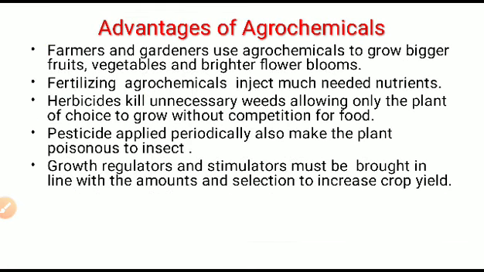Next topic is the advantages and disadvantages of agrochemicals. Let us learn the advantages of agrochemicals. Farmers and gardeners use agrochemicals to grow bigger fruits and vegetables, and also brighter flower blooms. Due to the bigger size of the fruits and vegetables, we get the maximum benefits.